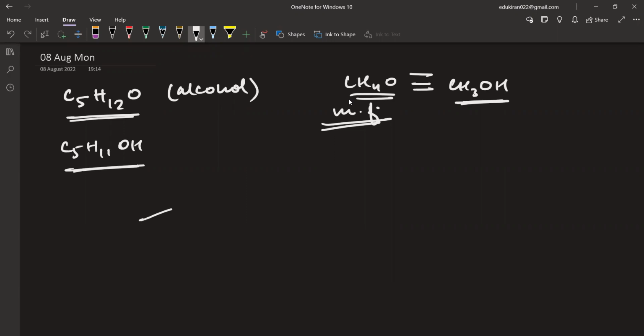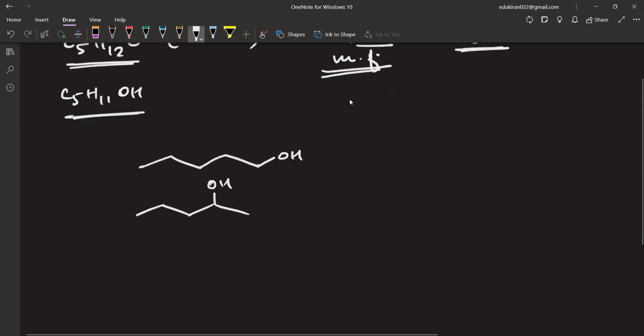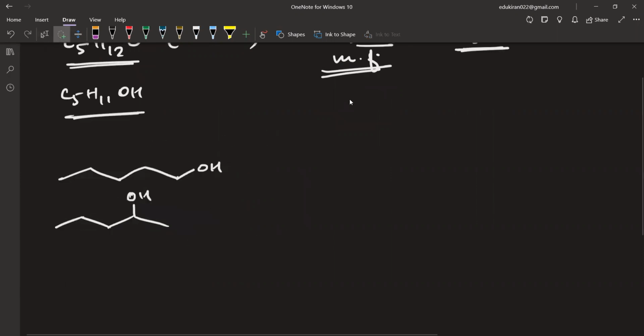I hope now you can make it. So C5: 1, 2, 3, 4, 5, and let us say OH in the first carbon. Then we can have OH in the second carbon. We cannot have it in the third carbon. So these are the two isomers that we will get. Okay, no, I can have one more here. So if I have N-pentyl, that means normal pentyl, then I will get these three isomers.